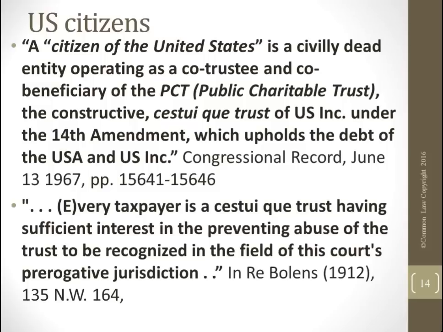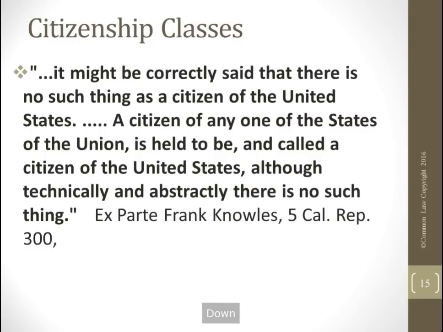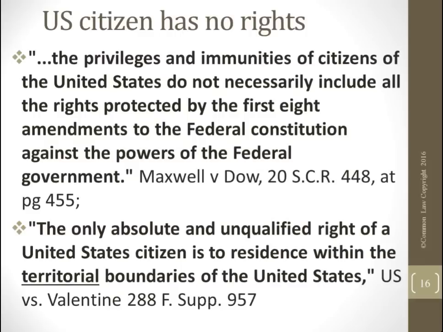Anyways, every taxpayer is assessed decay trust having sufficient interest in preventing the abuse of the trust to be recognized in the field of this court's prerogative jurisdiction. So again, they can only deal with the dead thing. Ex parte Frank Knowles: it might be correctly said that there's no such thing as a citizen of the United States. A citizen of any one of the states of the Union is held to be called a citizen of the United States, although technically and abstractly there is no such thing. It's a fraud.